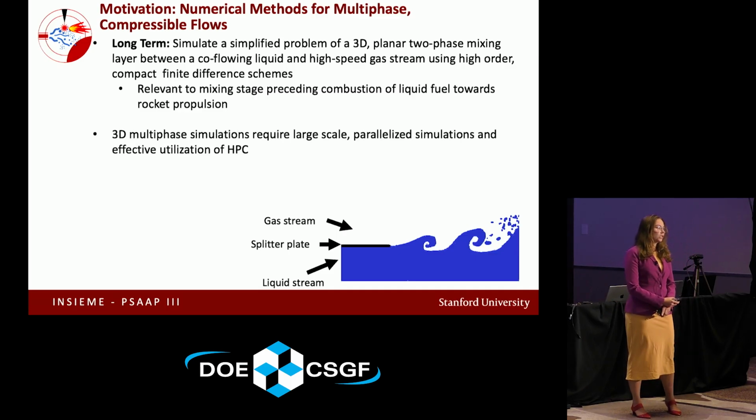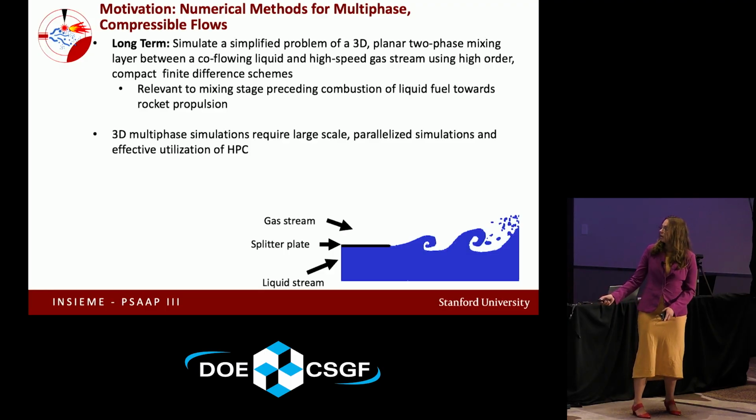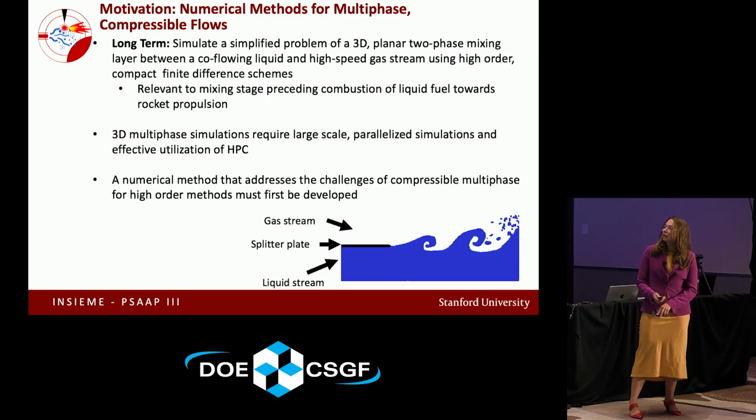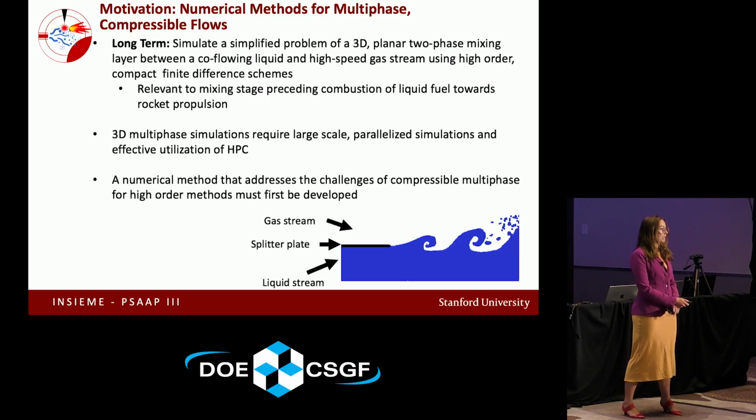But one of the main challenges with these sorts of simulations is for multi-phase simulations, you have a wide range of scales. Because you have from the length scale of this liquid stream of the jet down to very, very small droplets. And it's important to resolve all these scales well to have an understanding of the breakup process of the jet, which then can be used to improve these atomization processes. And this requires use of large-scale HPC. But before we can get to that step, we need a numerical method that addresses the challenges of compressible multi-phase flow. And we're particularly interested in high-order methods.